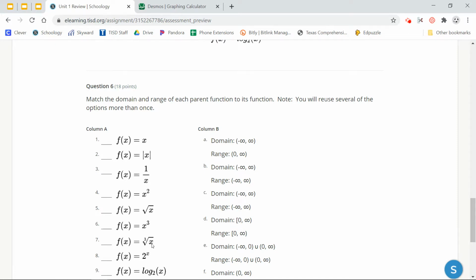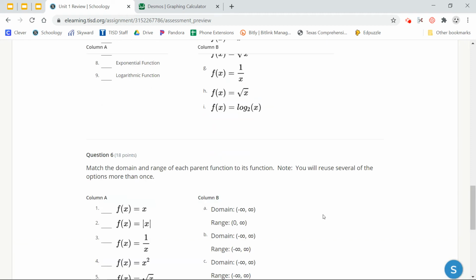Cube root, same. The exponential, x can be all real numbers, y cannot be 0, it is from 0, non-inclusive, to infinity. And logarithmic, your x's can only be from 0 to infinity, non-inclusive, but your y's can be all real numbers. Okay, well, that's a real quick recap.